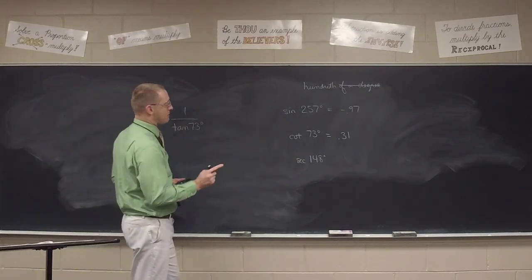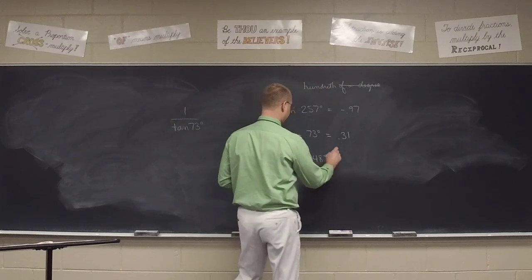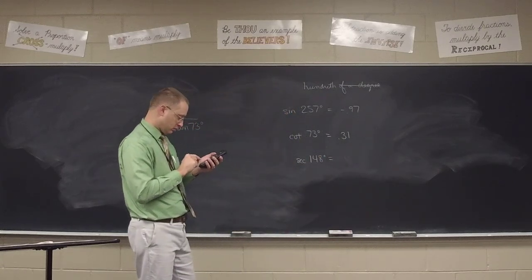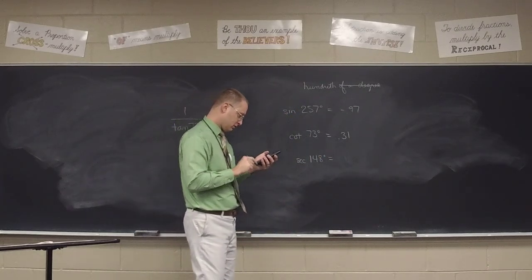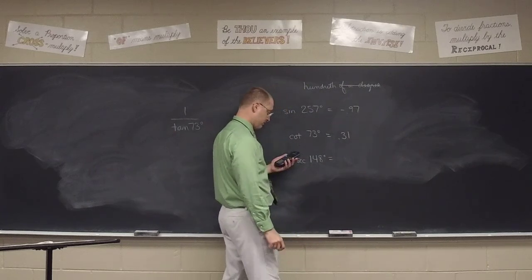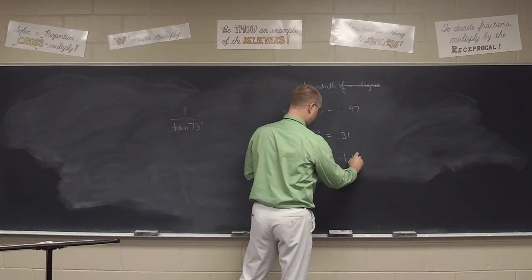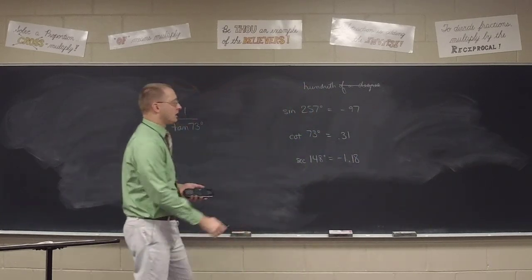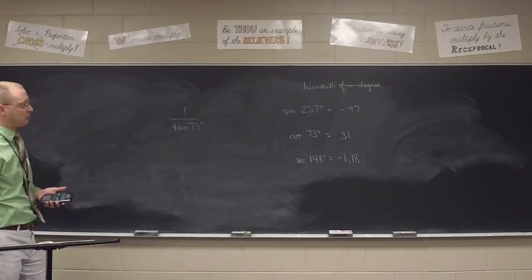All right, so maybe redo the secant of 148 then. Oh, you got it. And what do we get? Negative 1.18 when we round to the hundredths place, the 2 decimal places.